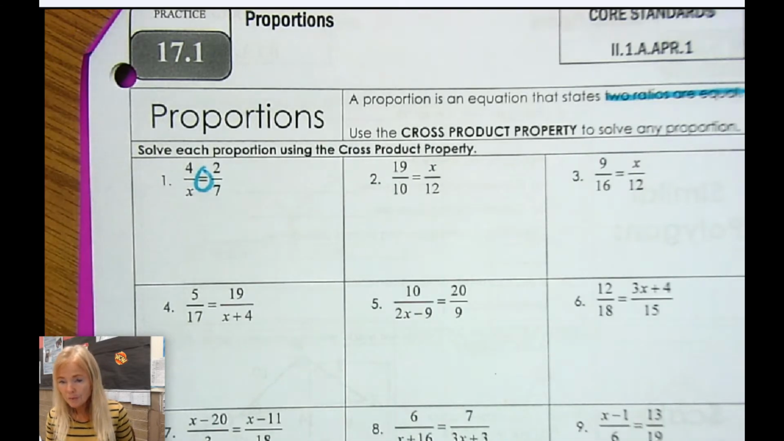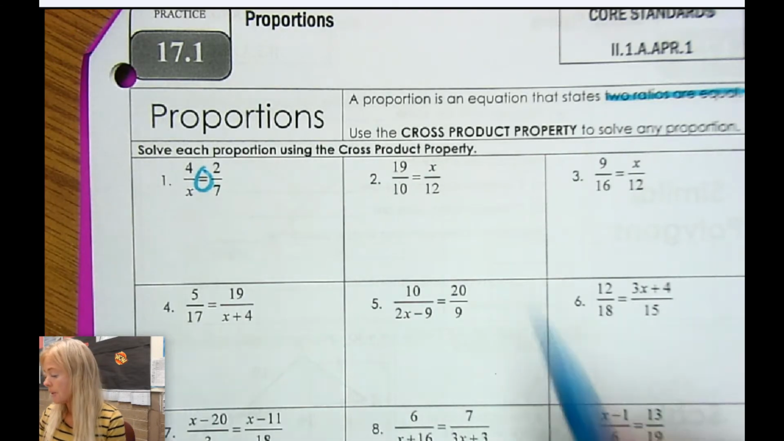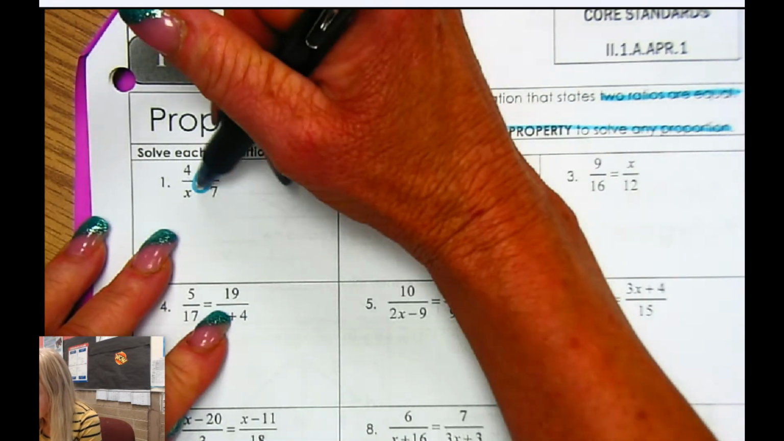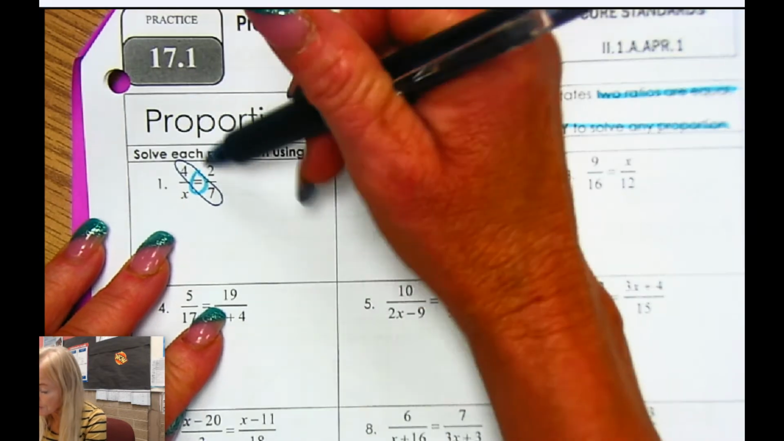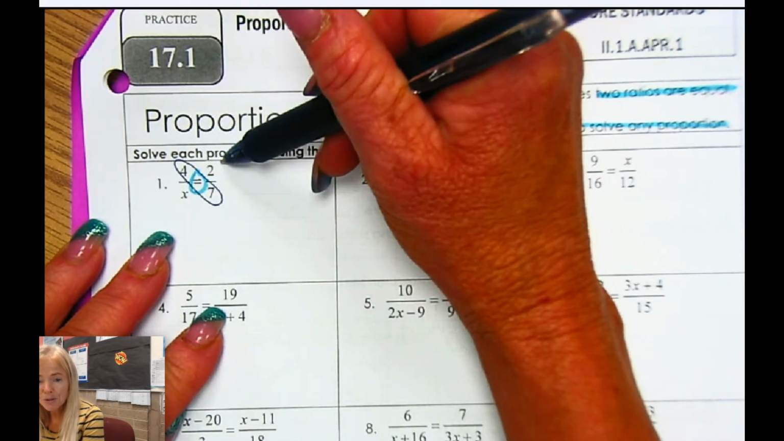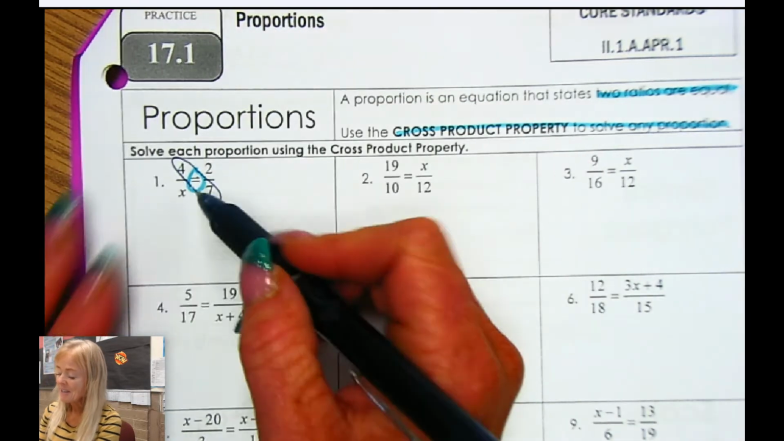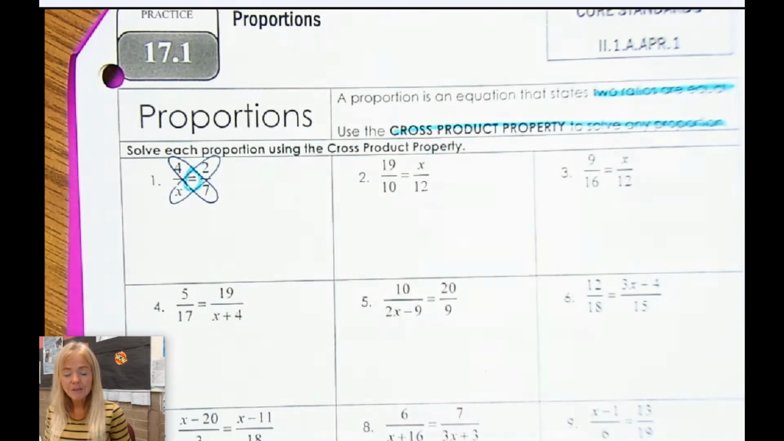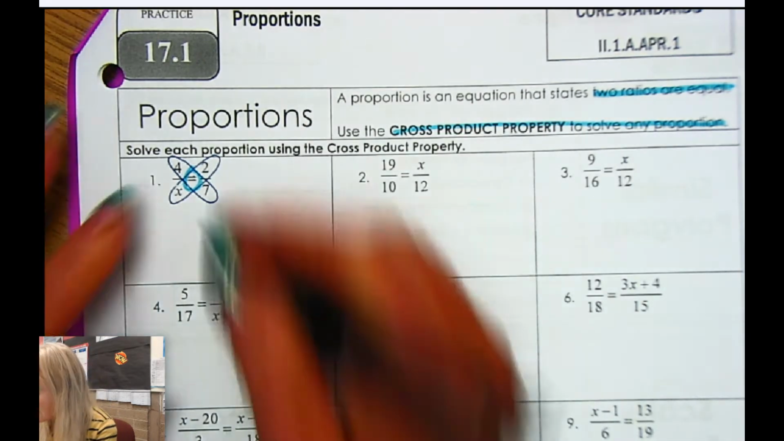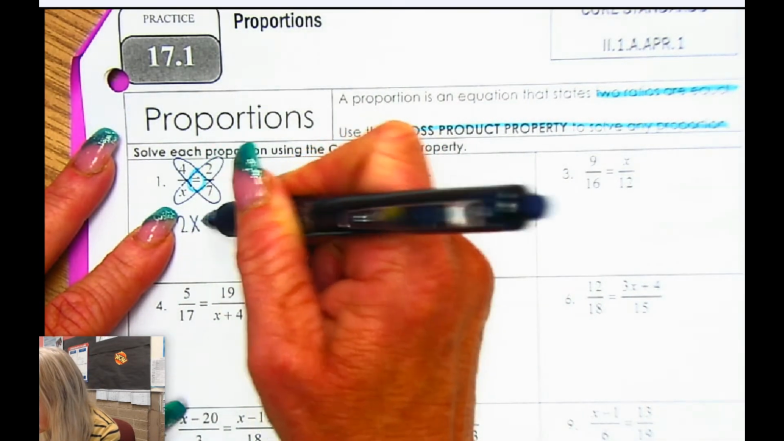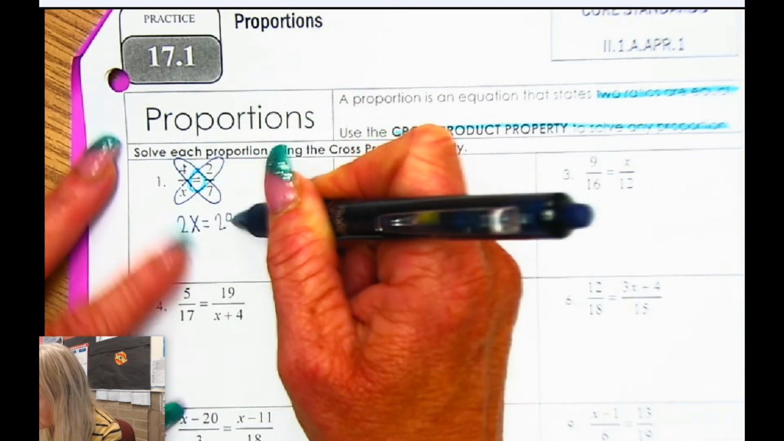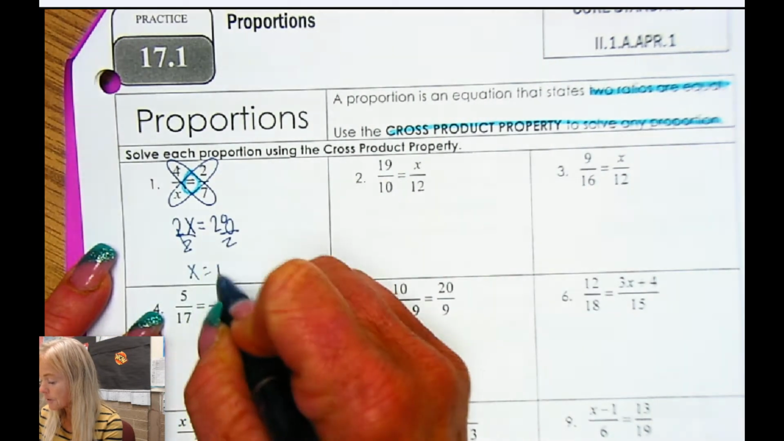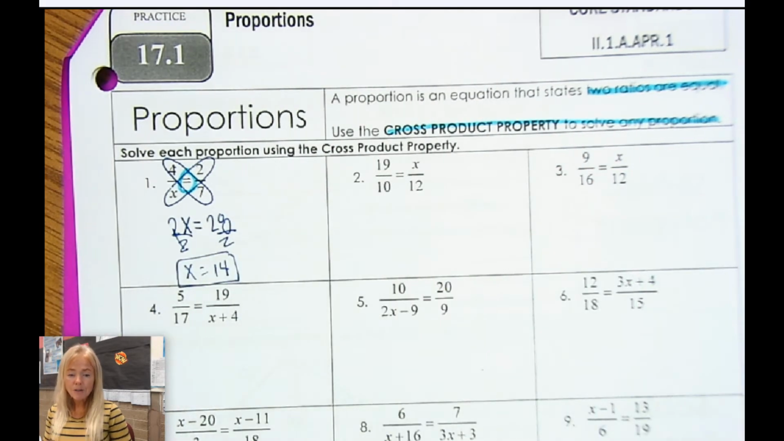And we use the cross product property to solve any proportion. Cross product property means that you have your extremes, which is 4 times 7. So you go across the equal sign. Make sure that you have an equal sign anytime you do cross product. So 4 times 7 is equal to 2 times x. And those are actually called the extremes and the means. So you'll take 2 times x and set that equal to 4 times 7, which is 28, and then divide again by 2 so that you're solving for x, and x then is 14. And that's all you do for cross products.